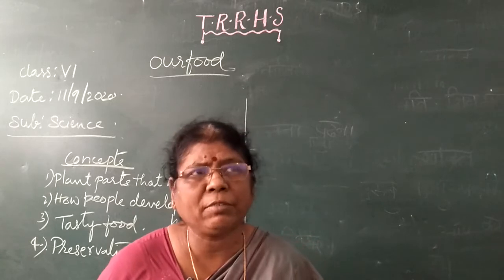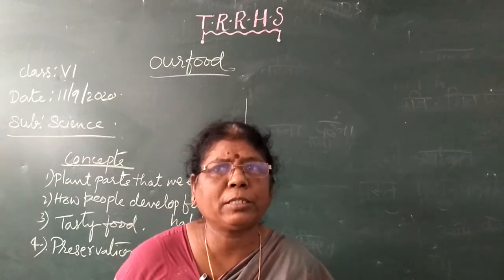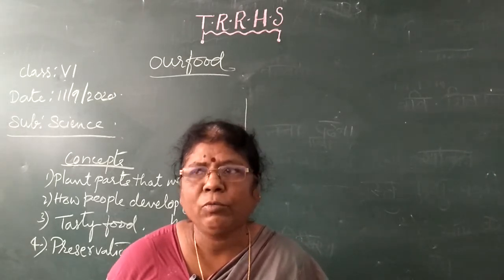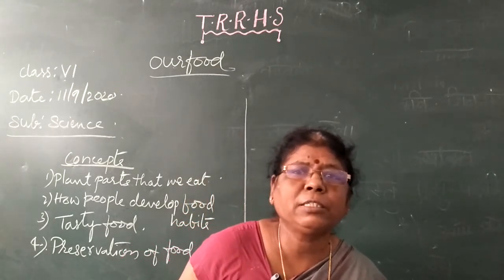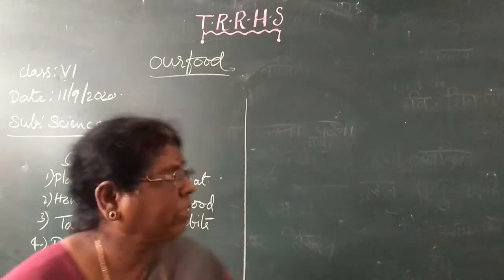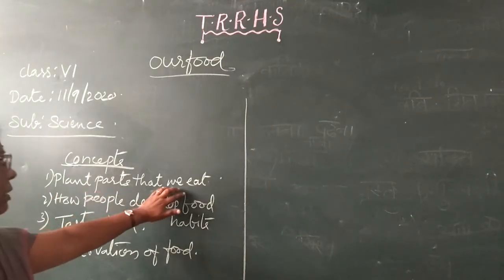Okay? Already we have discussed. Methods of preparation also we discussed: boiling, steaming, roasting, fermentation, deep frying. Already we have discussed the preparation of the food. Now here we will see the plant parts that we eat.